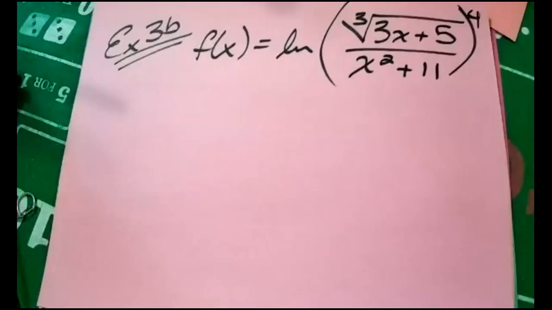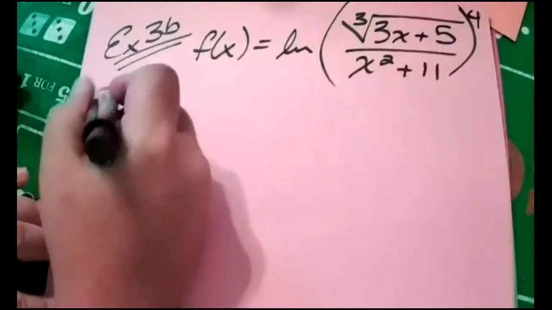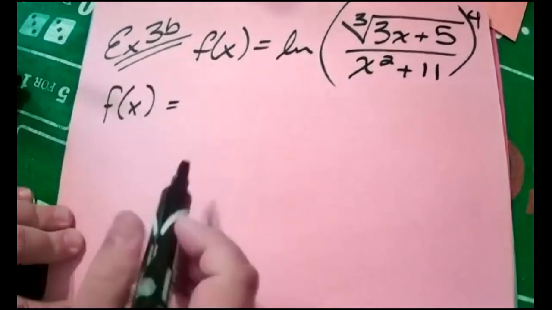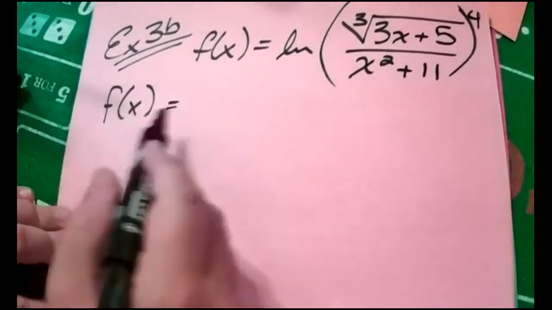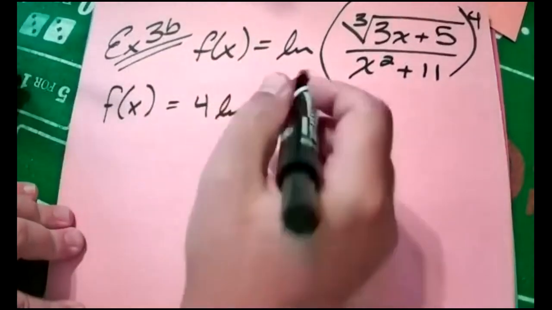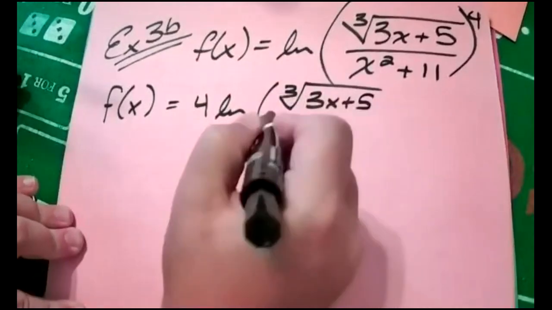So the first thing I'm going to do is apply the power rule, which means bring the 4 out in front. Notice I'm writing f of x, not f prime of x. I'm not taking the derivative yet. It's important you make that difference when you're taking your notes. So f of x is 4 times the natural log of that whole thing. Just copy it down. It only takes a minute. Write it out. You'll be glad you did.